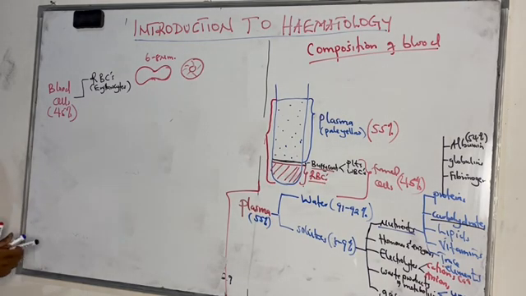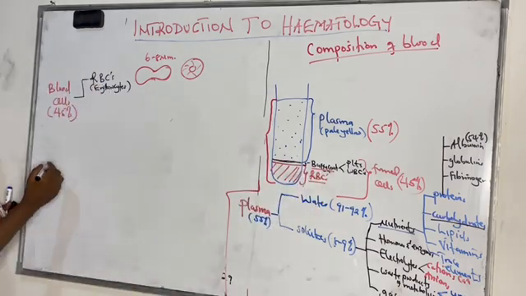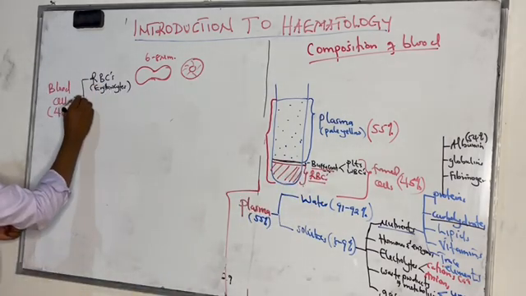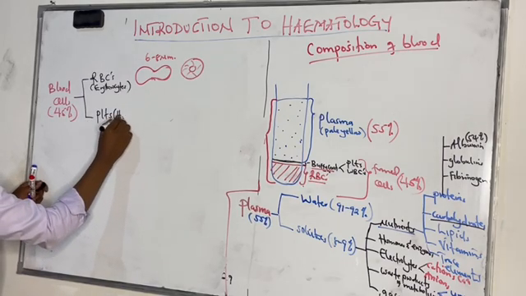Then, after knowing the red cells, in the buffy coat we find platelets, and these platelets you can call thrombocytes.